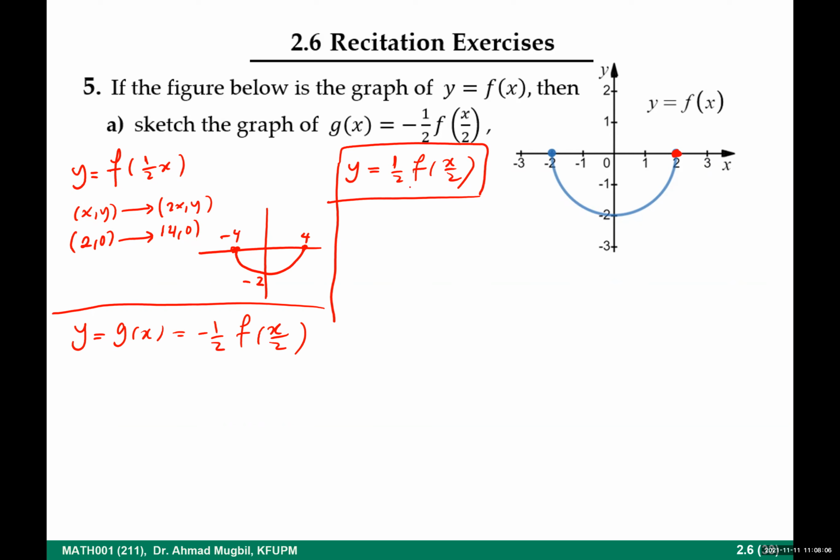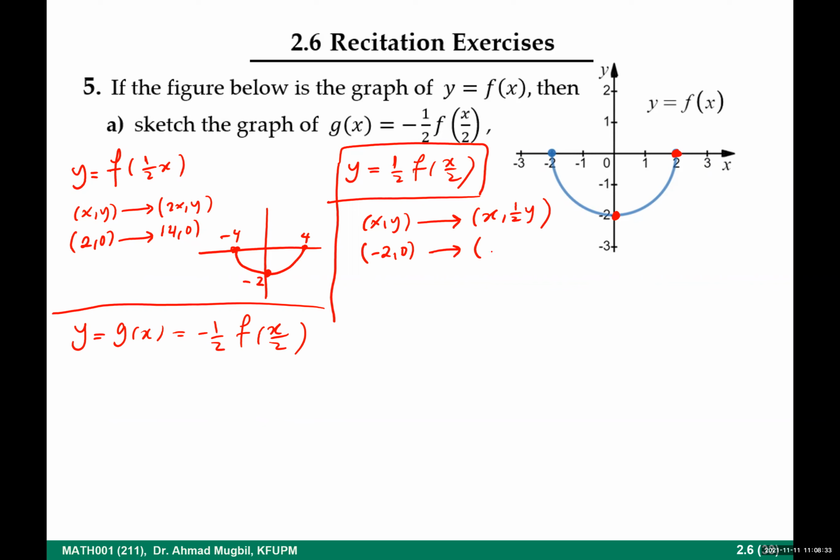No, this is not reflecting. Vertical shrinking. This is vertical shrinking. If you have a point x and y, under this transformation, what will it be? It will be x and the half of y. So for instance, give me a point whose y will be changed. Take this point, it was -2 and what? And 0. What will it be now?